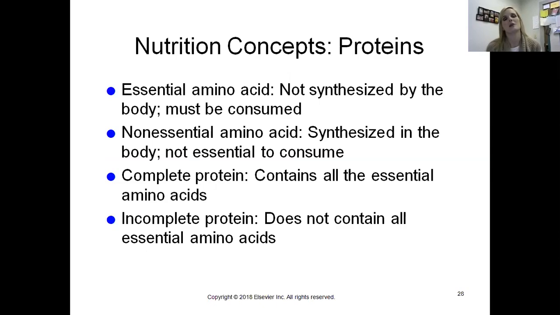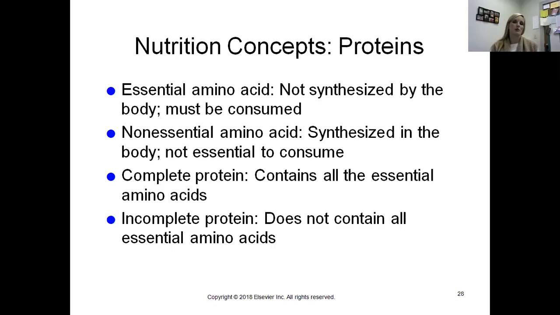Proteins, as far as proteins, there's what's called essential amino acids and non-essential amino acids. Essential amino acids are not synthesized by the body, meaning that our body does not necessarily create that, so we have to consume that and get that from our diet. Whereas the term non-essential is something that is created by our body, so it's not really essential for us to consume that. We can find these types of amino acids in either what's called complete proteins or incomplete proteins. Our complete proteins are called complete because it contains all of our essential amino acids needed for our diet, whereas incomplete does not.